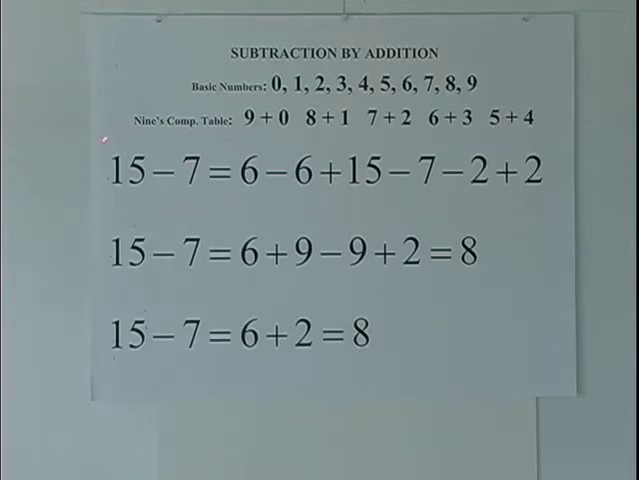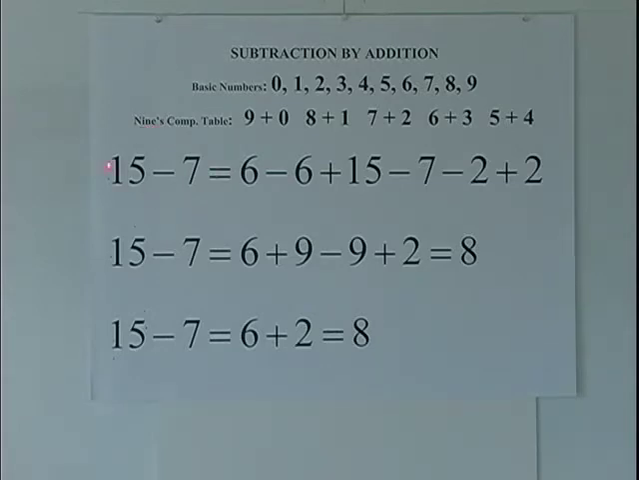In subtraction, the number being subtracted from, 15 in this case, is called the minuend. The number I am subtracting, 7 in this case, is called the subtrahend. The result we get from this operation called subtraction is called the difference. So 15 minus 7 is going to equal 8. 8 is the difference. Minuend minus subtrahend equals the difference.